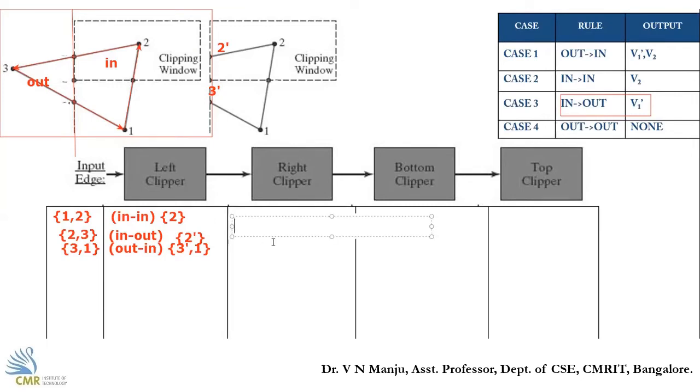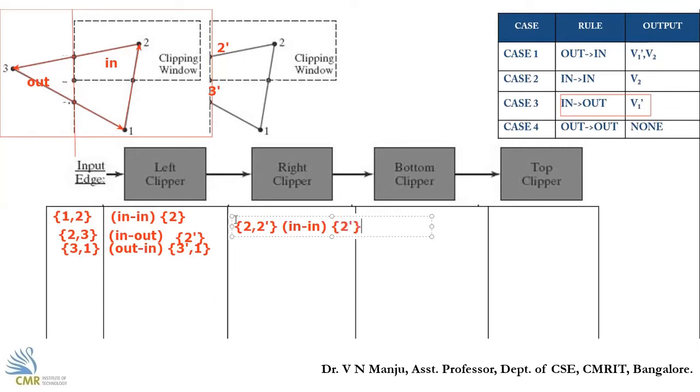We are going to start from 2. We finished 1 comma 2, so we are starting from 2 comma 2 dash. What is it? It is from in to in. So if it is from in to in, what do we have to store? We have to store V2. What is V2? 2 dash.